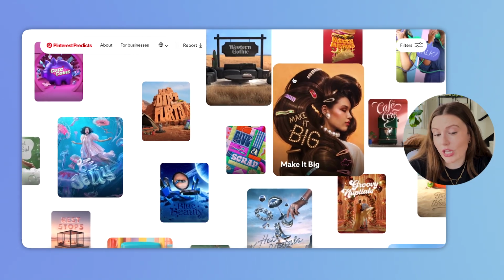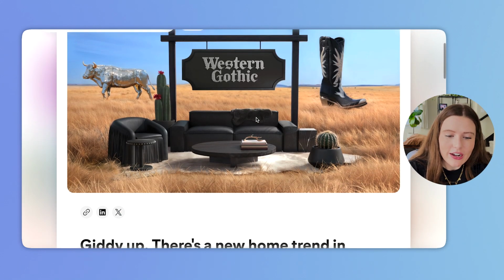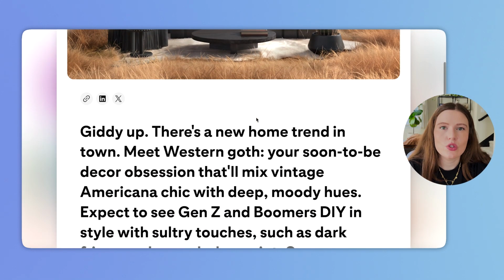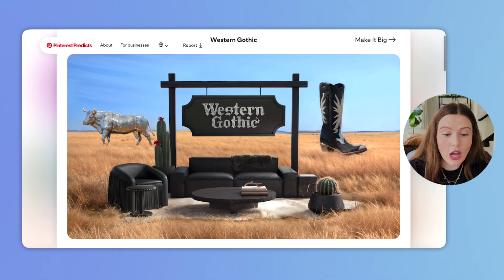Did take the center light. One being the Western Gothic. This is an area where we saw Western trend super well across Gen Z and boomers. And so this is one that I think that they definitely got right.